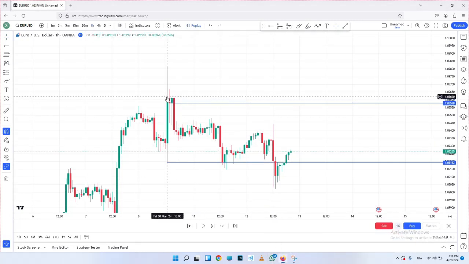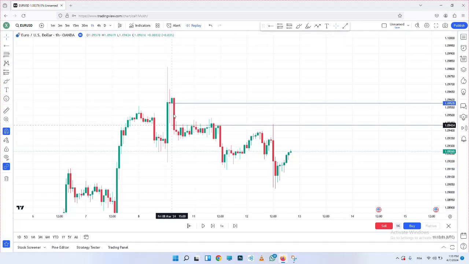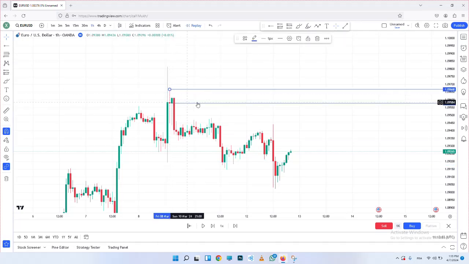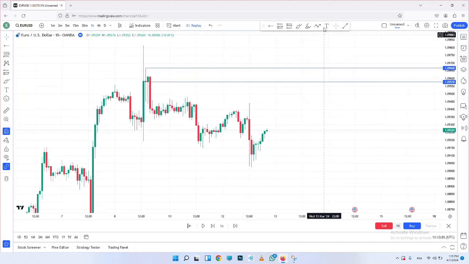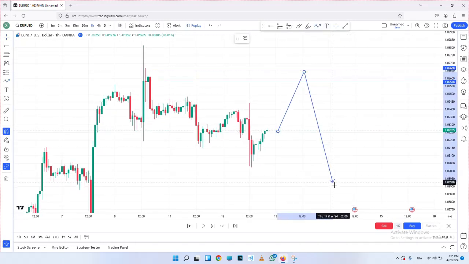All right, and one of them, it was this one. So for me, I changed this one as my area of interest, where I wanted to see price come to this level, and start dropping again. All right.